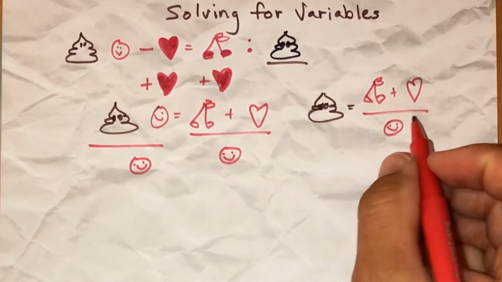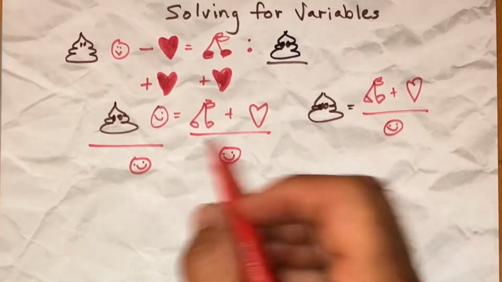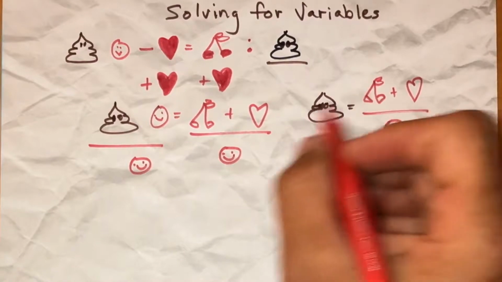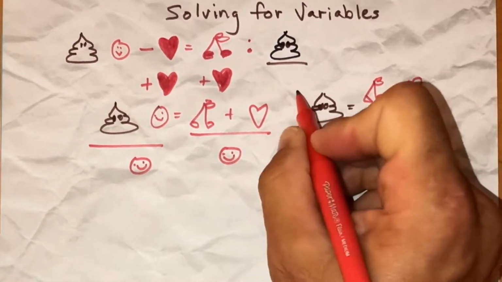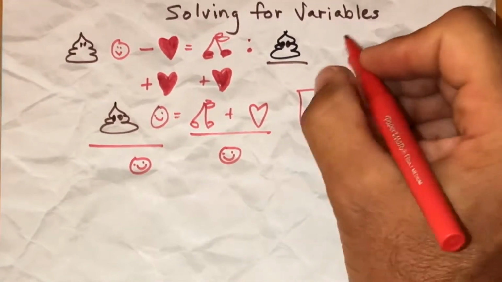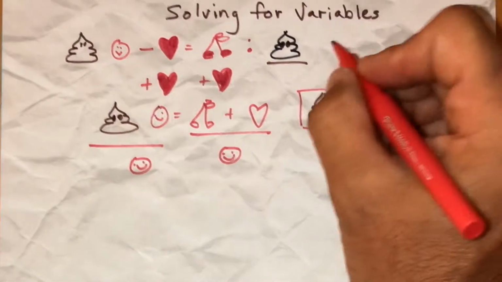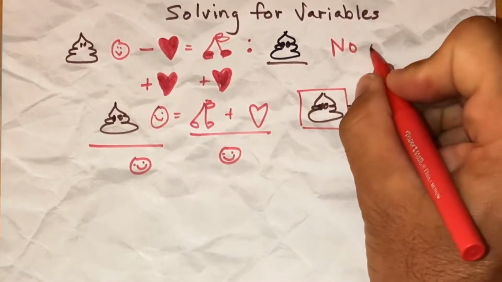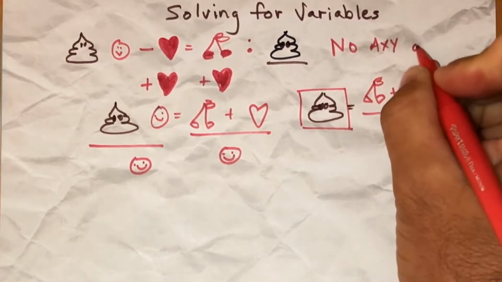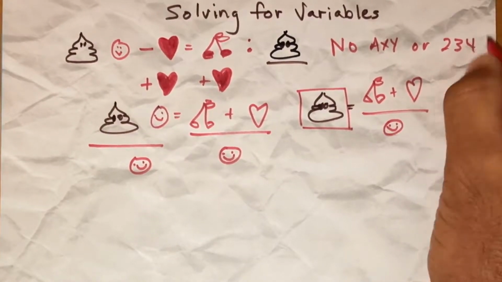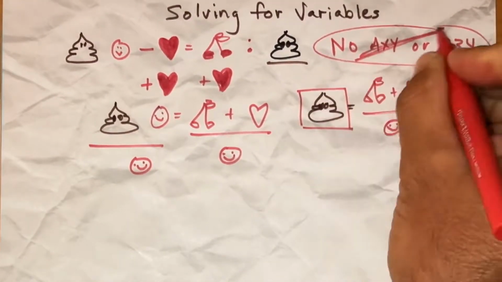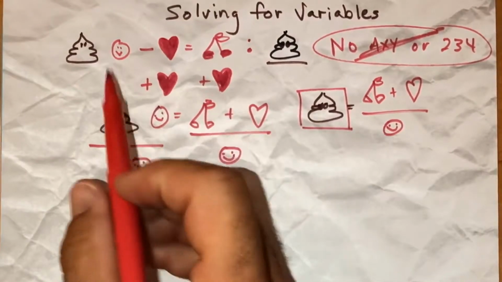Now, it makes zero sense, but we're just demonstrating this to show that I was able to solve for an emoji without any letters or any numbers. No letters, no X, Y, Z, or 2, 3. There aren't any numbers here, and I'm able to solve for a variable.